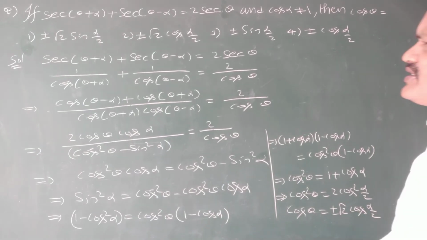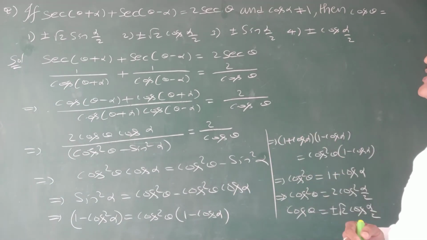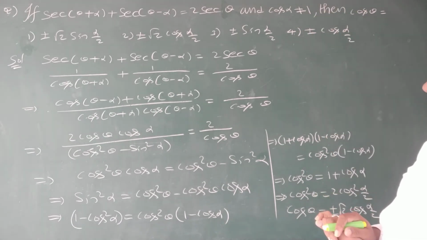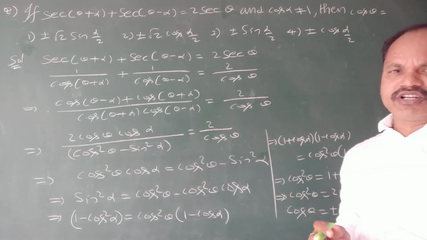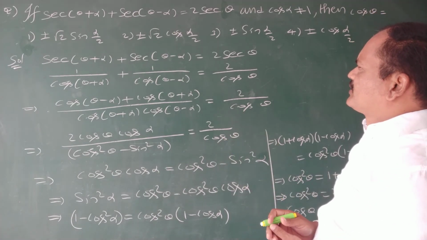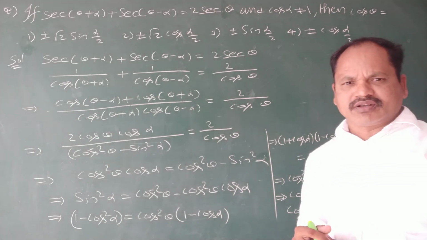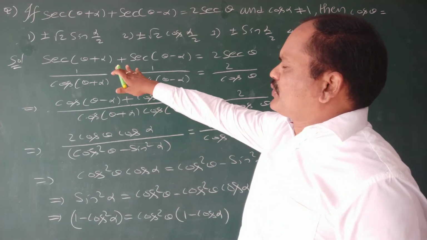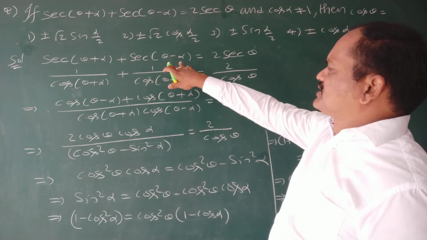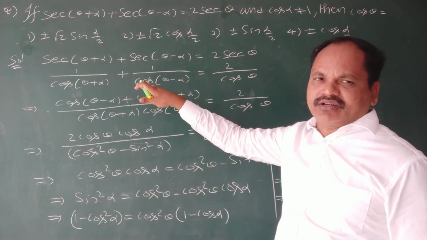Another question: if sec(θ + α) + sec(θ − α) is equal to 2 sec θ and cos α is not equal to 1, then cos θ is equal to: first option plus or minus root 2 sin α by 2, second option plus or minus root 2 cos α by 2, third option plus or minus sin α by 2, fourth option plus or minus cos α by 2. Now we have to write the reciprocal of the relation sec(θ + α) + sec(θ − α) = 2 sec θ, so we get cosine functions.